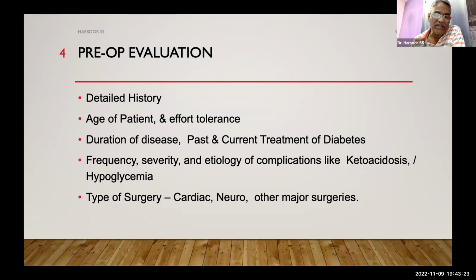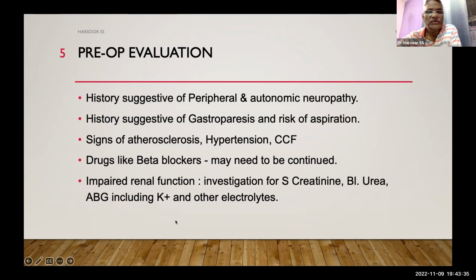And finally, the important thing is, what is the type of surgery? Is it a routine intermediate type of surgery or major surgery like cardiac or the neuro procedures? And also, it is important to note whether there is any history suggestive of a peripheral or autonomic neuropathy. Gastroparesis is another thing that is very common in these patients. And these patients may also have atherosclerosis, hypertension, and congestive cardiac failure, all attributable to the diabetes and its associated symptoms.